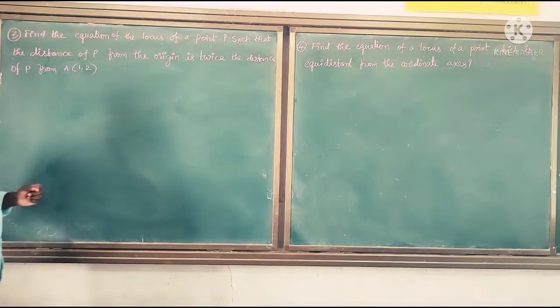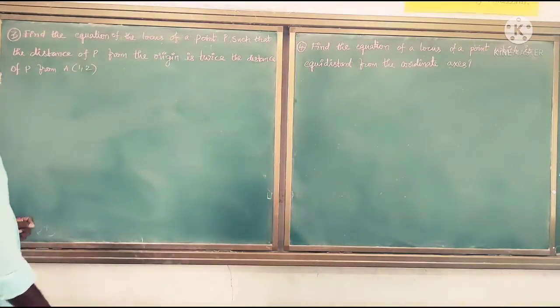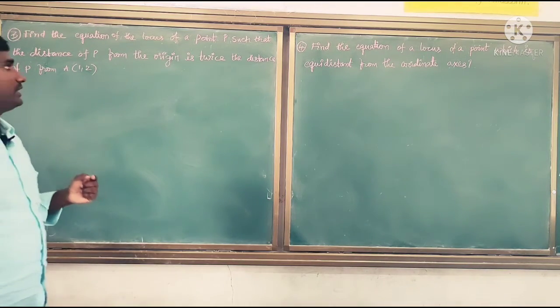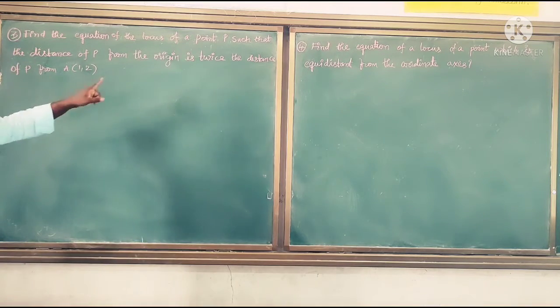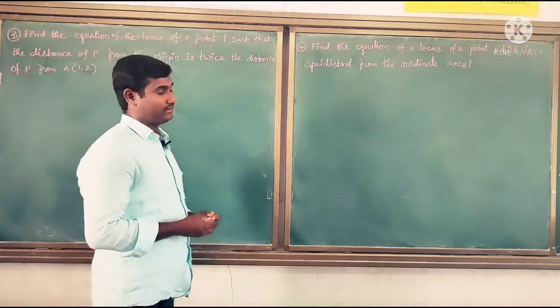Now I am going to discuss with you the third question in Exercise 1. The question is: find the equation of the locus of a point P such that the distance of P from the origin is twice the distance of P from A(1, 2). According to the given question, we should draw a diagram first.